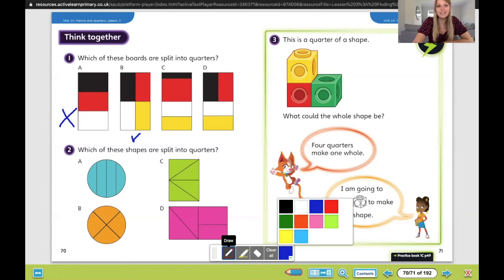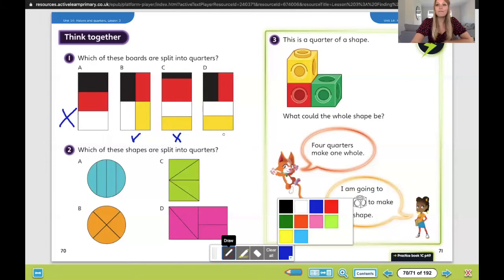Yes, you're right. If you look at this part, it's much bigger than the white and the yellow part, and it's much, much bigger than the black part. So no, that has not been split into quarters because it is not equal. What about D? This one is an unusual shape, isn't it? It's sort of been split into 2.